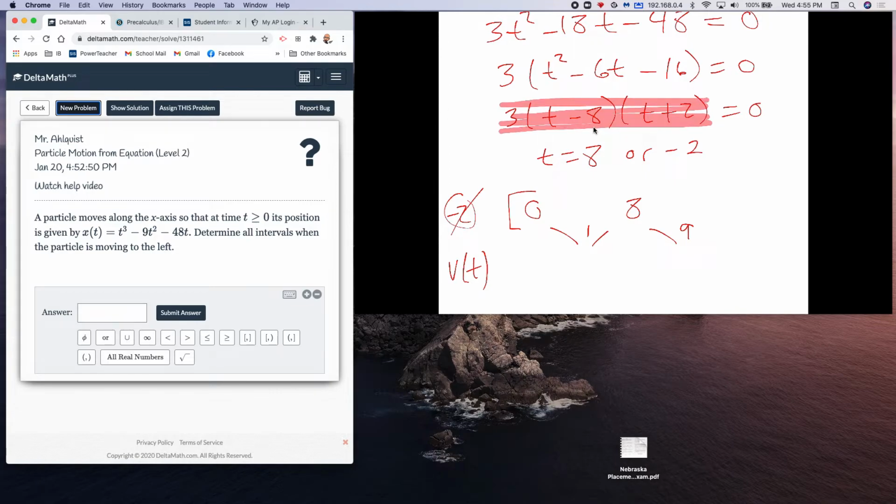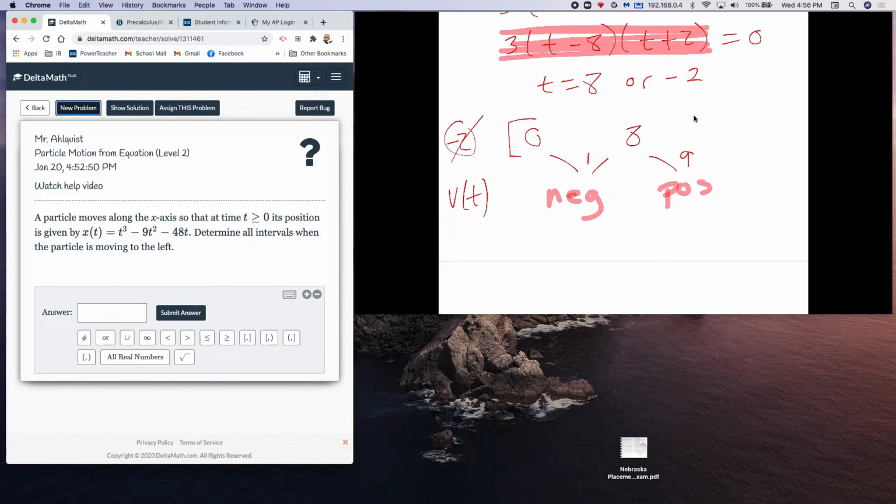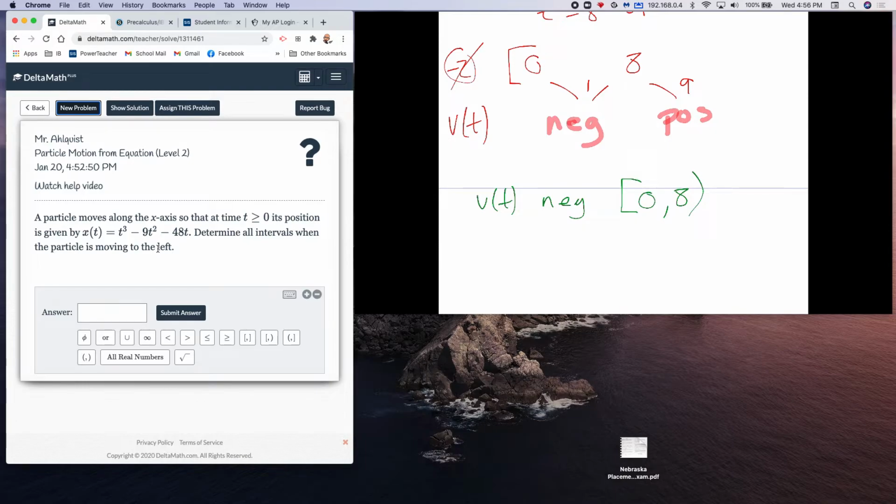So if we plug in 1, notice that that quantity would be negative and that quantity would be positive, so we get a negative. If we plug in 9, that's positive and that's positive, so we get positive. In this case, we're not going to include 8, but we are going to include 0. So our answer, because we want it moving to the left, so v of t is negative between 0 and 8, not including 8. So the particle is moving to the left between 0 and 8, with an open parenthesis.